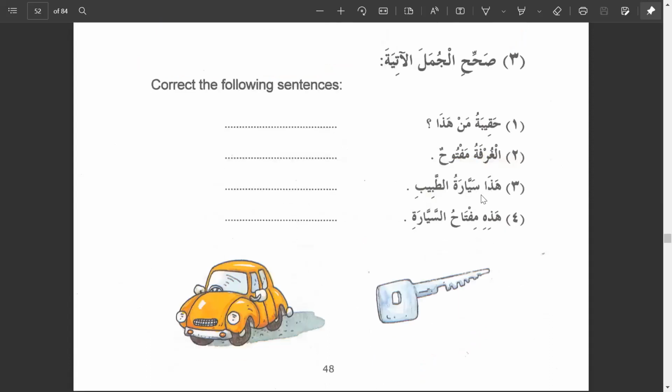Then, hadha sayyaratu tabibi. Yes. Sayyaratu tabibi. So, doctor's car. So, where's the mistake? Hadhihi. Yes, hadhihi. You need to write the sentence again with hadhihi. Okay? And you are going to show me your homework. This is on page 48, question number 3.